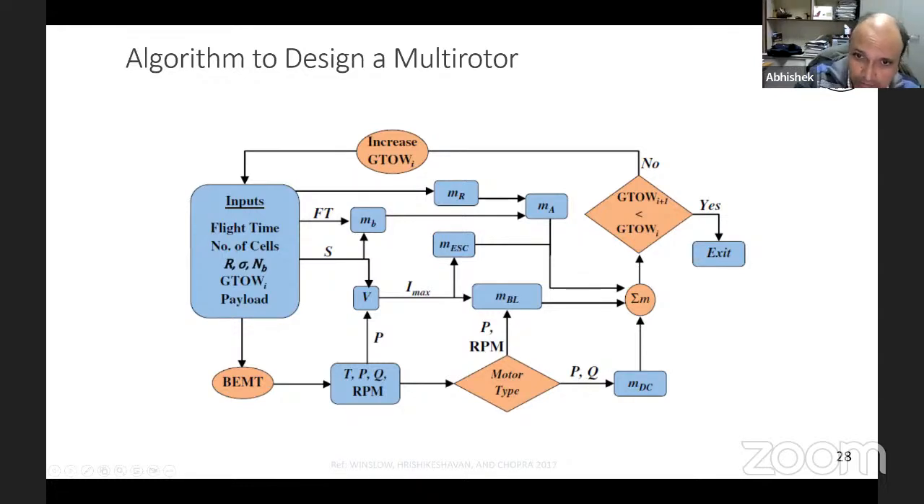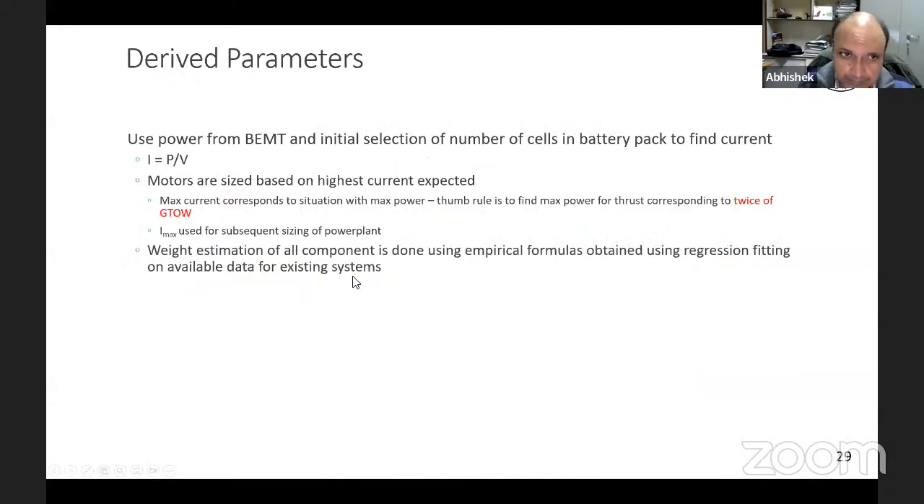This is related to power estimate, and this power estimate directly drives the weight of key critical components like your motors, your propeller sizes, propeller weights, etc. So let's look at the derived parameters again. We use power from BEMT and initial selection of number of cells in the battery pack to find the current. You have to know the current, but the motors are to be sized based on the highest current expected, which I already mentioned.